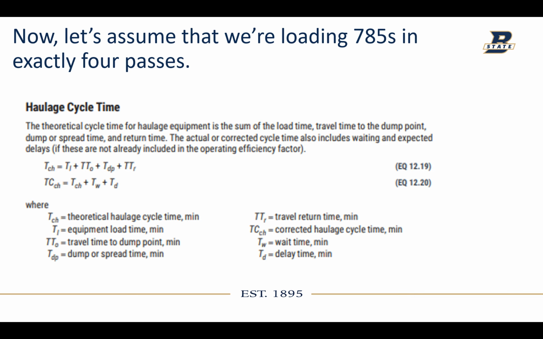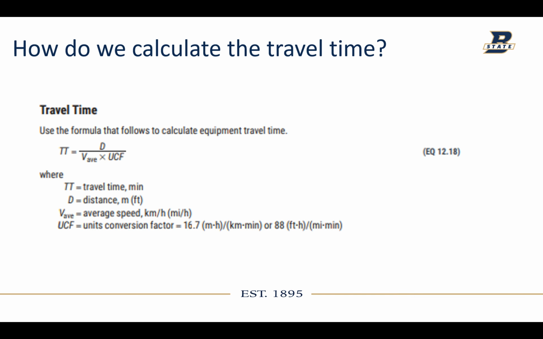Okay, so here we go. So how do we calculate the travel time, right? That's relatively simple. It's just the distance divided by the average speed, right? And then there's a conversion factor for converting the units, whether or not you're using feet, English or metric. So that gives us the travel time.